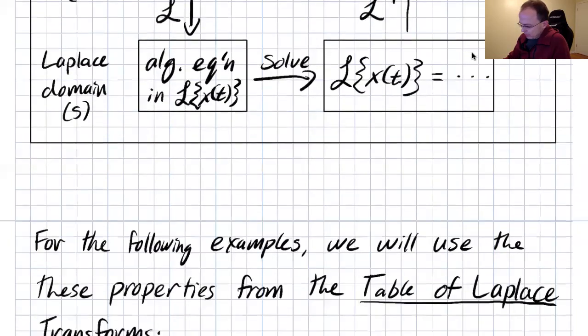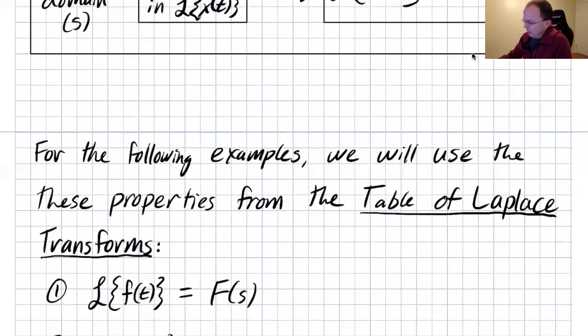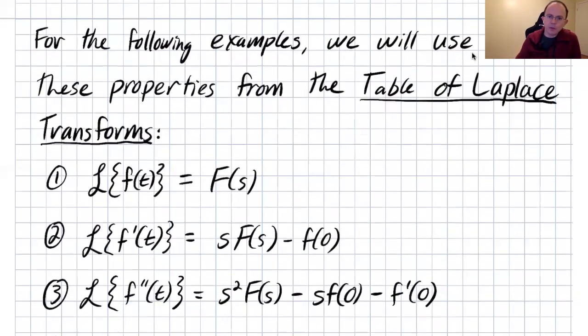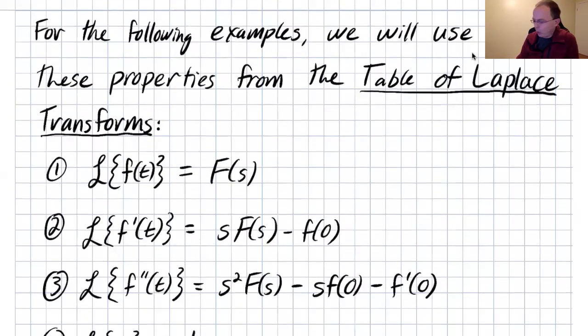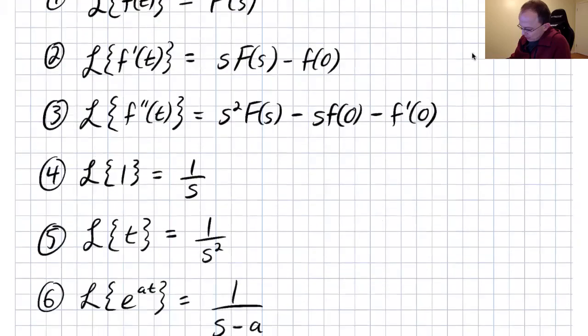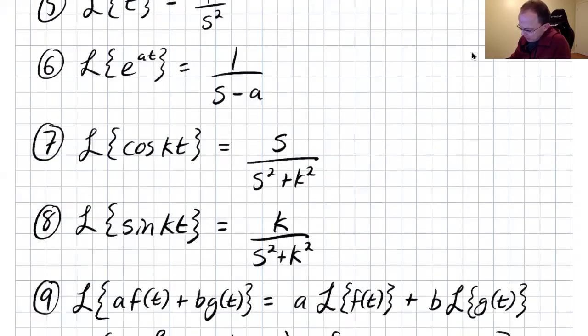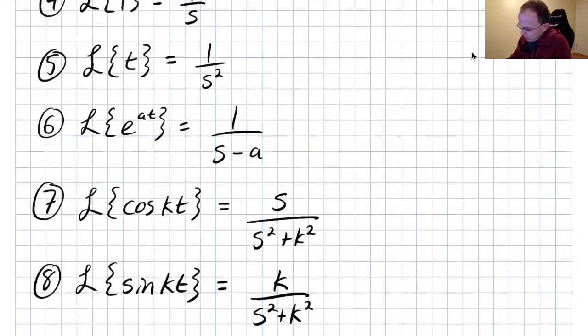Let's get started with this. I think today we'll just do a few examples so we understand how it works, and we'll start with simple examples, and then in future sections we'll look at more complicated examples that use more properties of the Laplace transform. But for now, let's look at the following properties. I'm just going to look at these 9 properties from the table of Laplace transforms.